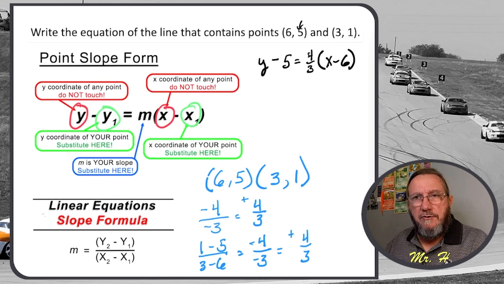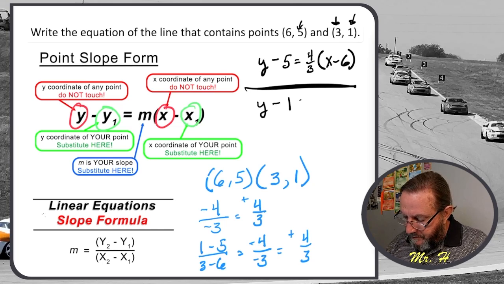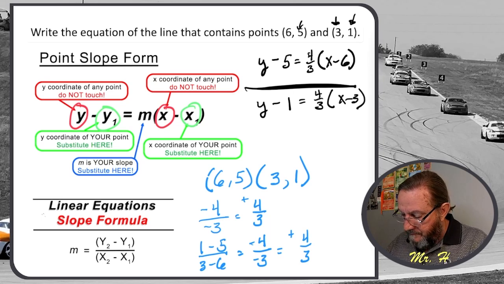What if I wanted to use the other point? Here's how it's going to look. This is going to be your y value. This will be your x value. So we'll have y minus 1 is equal to 4/3 times x minus 3.